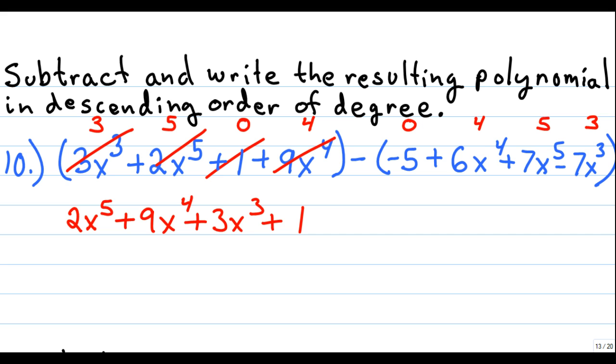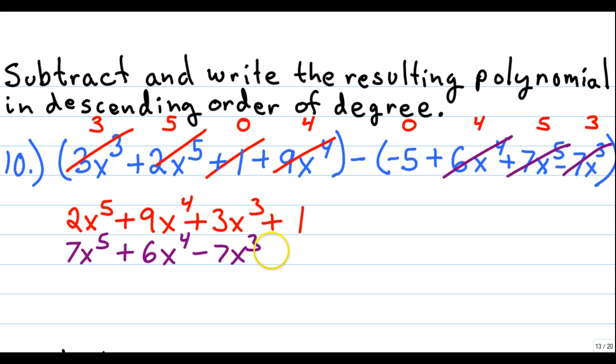Now, what we're going to do is rewrite the second term under the first term, matching up the degrees. We have a 2x to the fifth degree. We have another fifth degree here. We'll stack it underneath. We have the 7x to the fifth degree, followed by the 6x to the fourth degree. You notice that my degrees are matching up with one another. Next, I have my minus 7x to the third degree, and then my 0 degree, which is a minus 5.